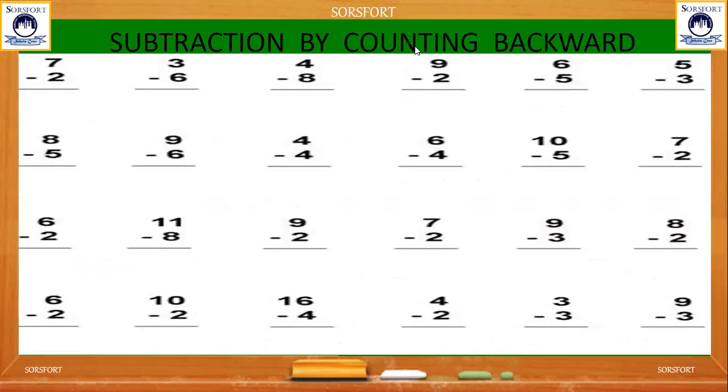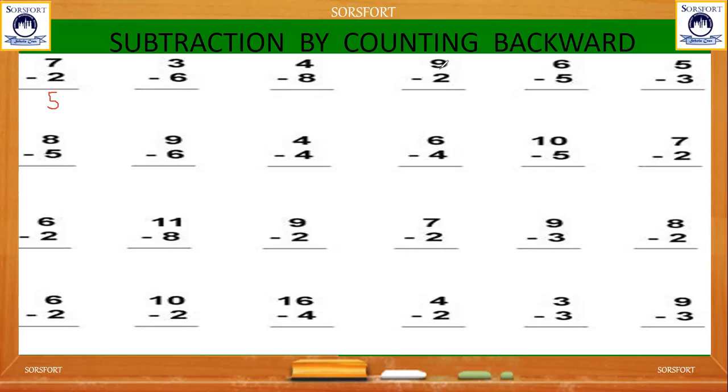Subtraction by counting backward. Now 7 minus 2. In 7, 2 we can take away, meaning 7 fingers we have to open and 2 fingers we can close. Remaining how many fingers? 5 fingers.